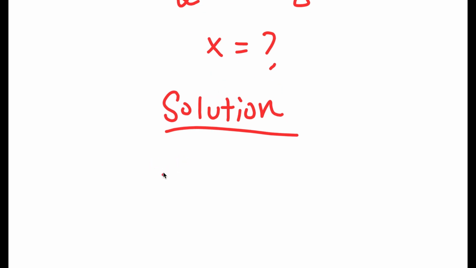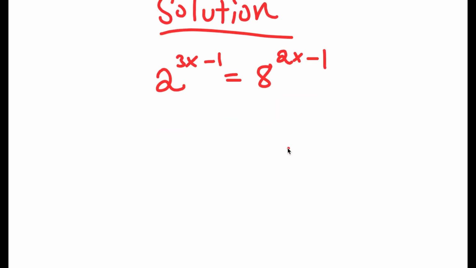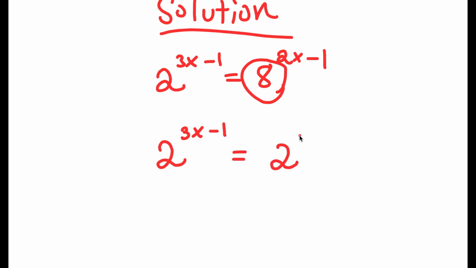So my equation was 2 to the power of 3x minus 1 is equal to 8 to the power of 2x minus 1. And what I'm going to first do is start by rewriting 8 here as 2 to the power of 3, because 8 is equal to 2 to the power of 3. So now I have 2 to the power of 3x minus 1 is equal to 2 to the power of 3 to the power of 2x minus 1.